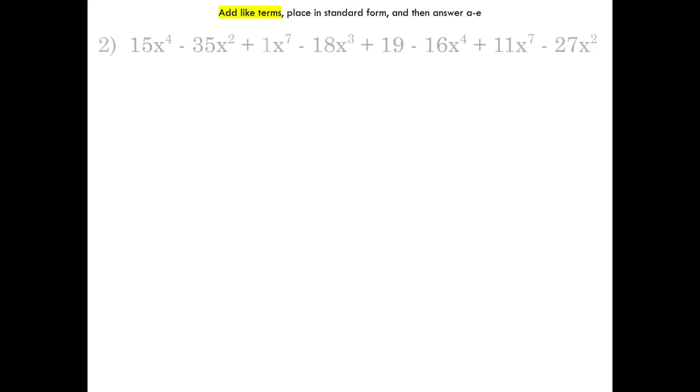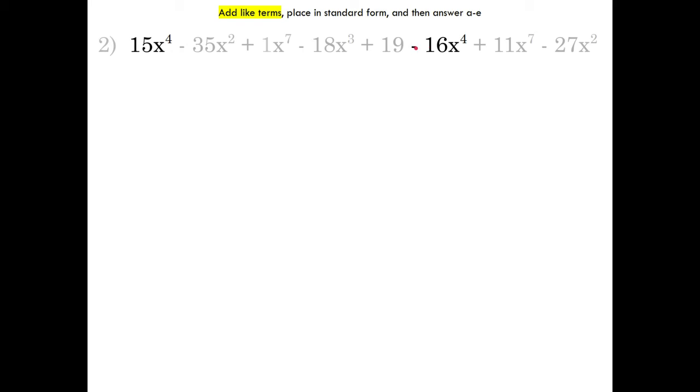Again, to add like terms, you always start from the left, and we start with 15x to the 4th. Now, like terms have to have the same variable with the same exponent. So what other term has the same variable of an x with the same exponent of 4? So it has to have x to the 4th. And is there a term? There is one right over here, a negative 16x to the 4th.